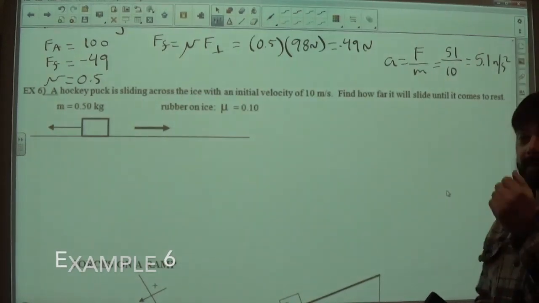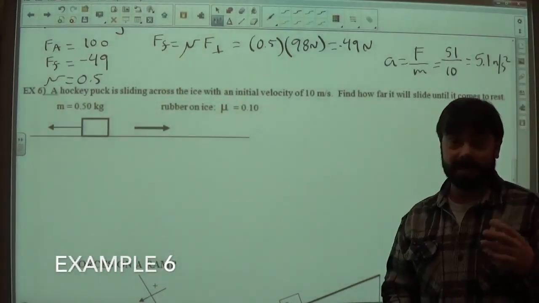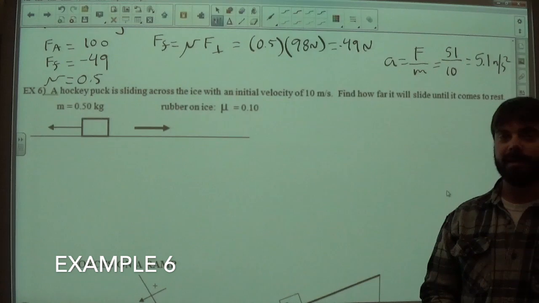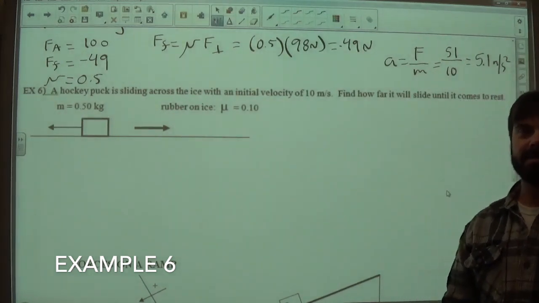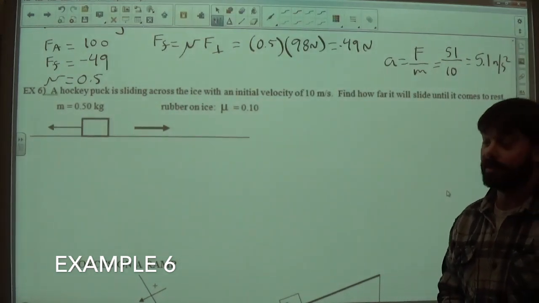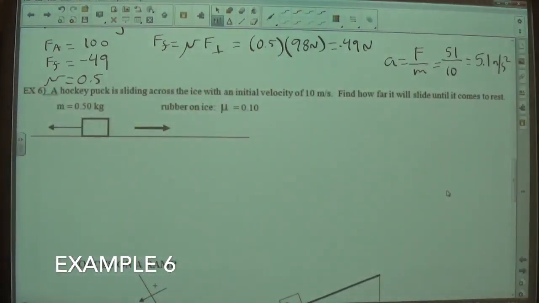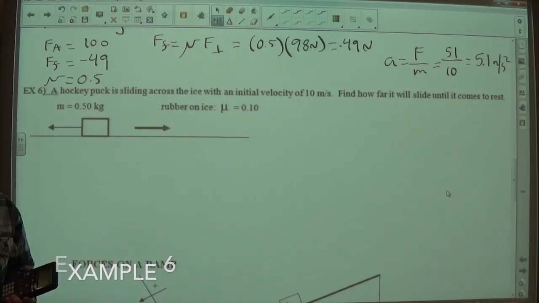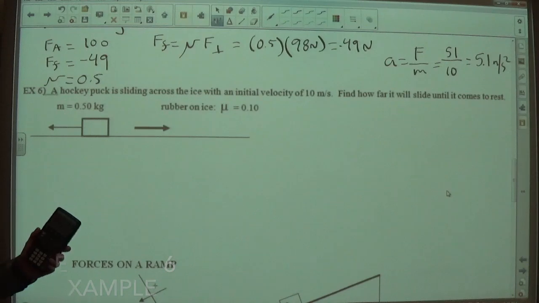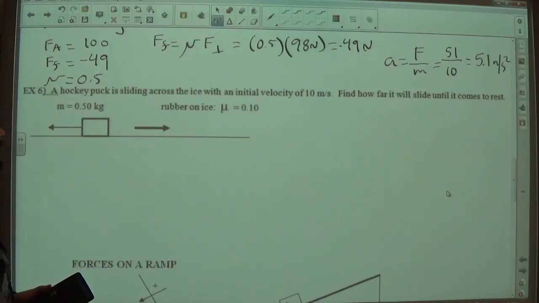All right, then for example 6, this one has a lot of applications. We have to find the net force, find the acceleration, and then they also want us to figure out the distance that this object travels. Let's see what they give us. They first say there's a hockey puck sliding across the ice. It has an initial velocity of 10 meters per second, so we're going to save that for the end. They want to know how far it's going to slide until it comes to a rest.